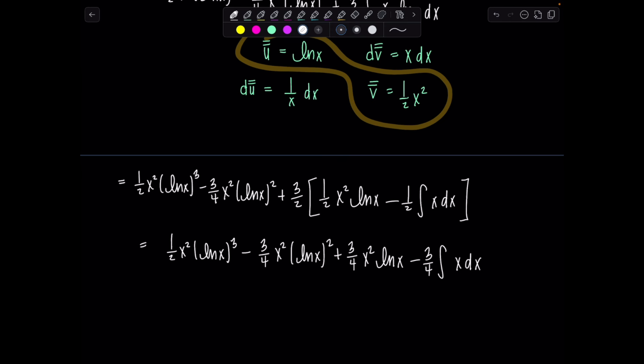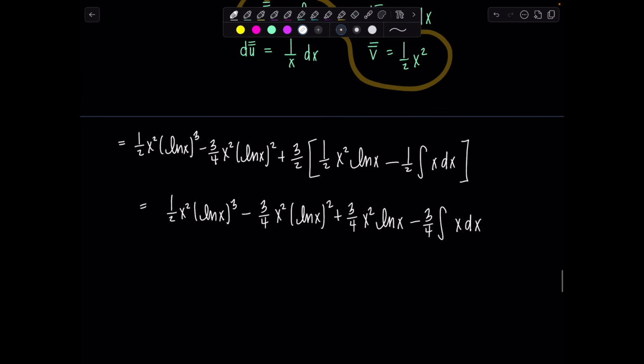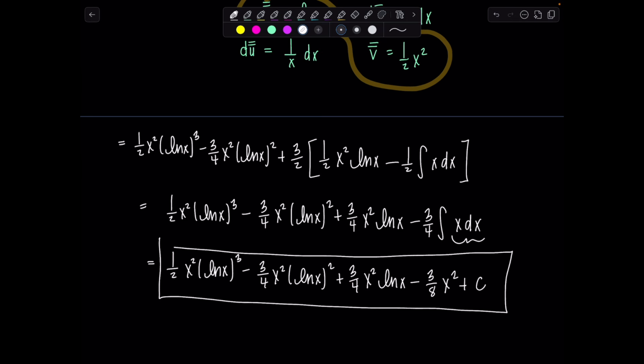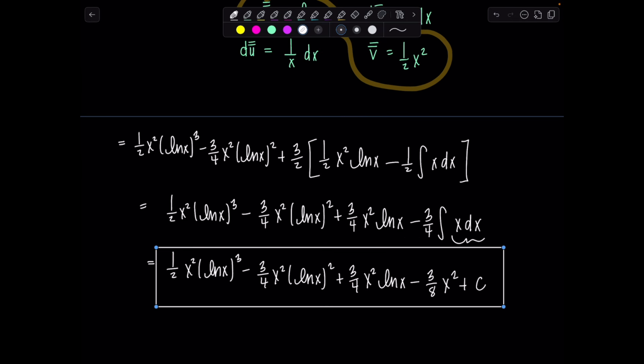And then, yeah, you could have done that last integral all in one fell swoop, but let's just break it down to not overwhelm some of you. So 1/2 x squared ln of x cubed minus 3/4 x squared ln of x squared plus 3/4 x squared ln of x minus, this integral is going to be 1/2 x squared, so this will end up being 3/8 x squared plus c. Voila. Okay, did we get there all right?